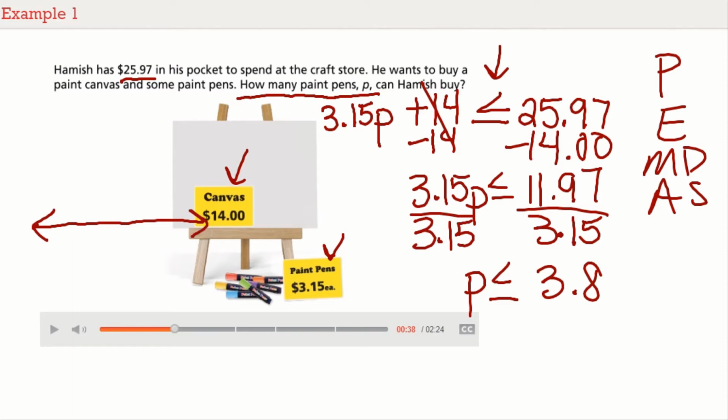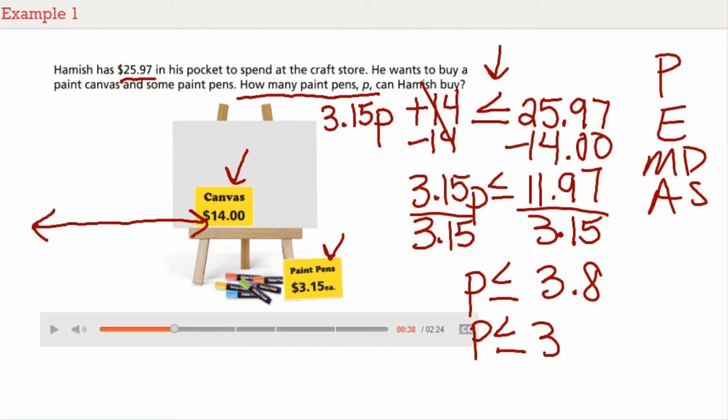All right, so if we think about this as a real world situation, we have to be careful with our graphing, because are we able to buy a fraction of a paint pen? No, we're not. So we cannot put 3 8/10 on the graph. Also, we have to think, well, I'm going to need to round it to a whole number. Technically, you will round 3 8/10 up to 4, but if we round it to 4, he will not have enough money. So we have to round it down to 3. So P is less than or equal to 3.